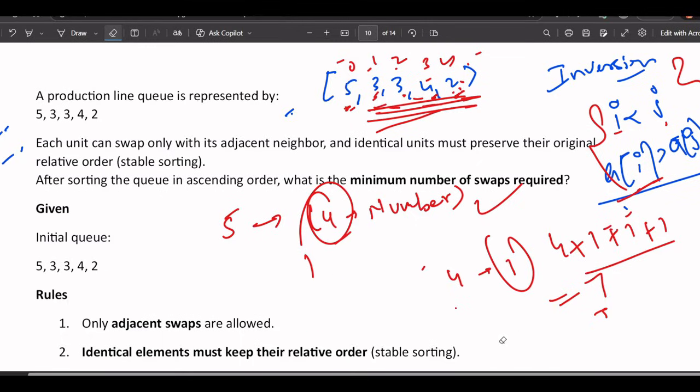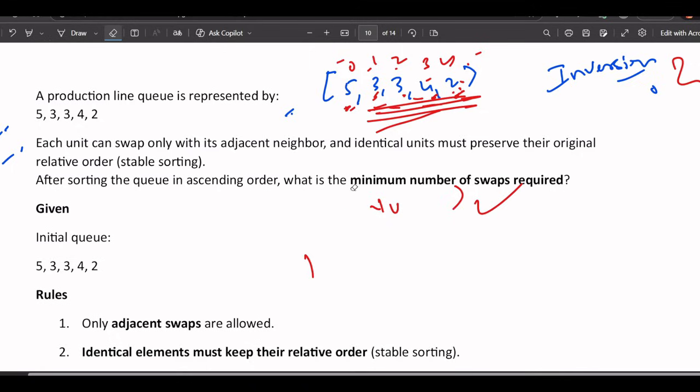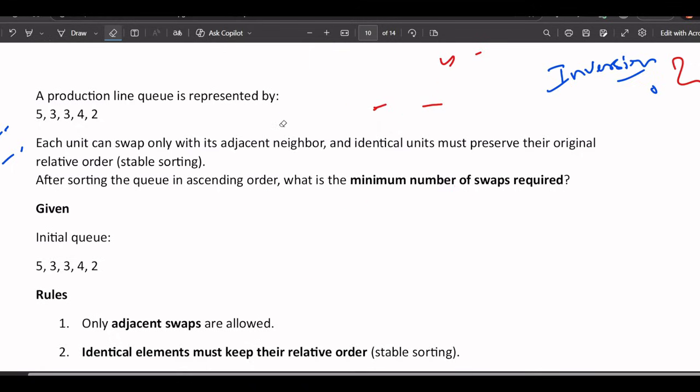Now I hope you got the concept of inversion. I just wanted to explain the basic concept of inversions. Now you can solve this question in less than 40 seconds. Let me tell you how you can solve these kinds of questions. Suppose you are reading this question and you know the concept of inversion. Now you don't need to do any kind of swapping.